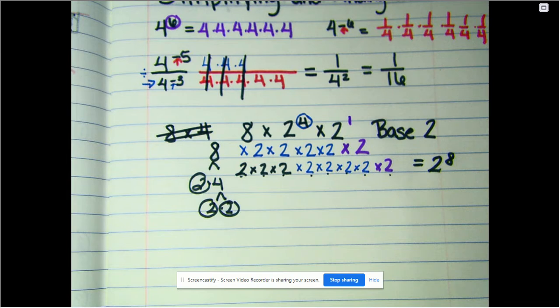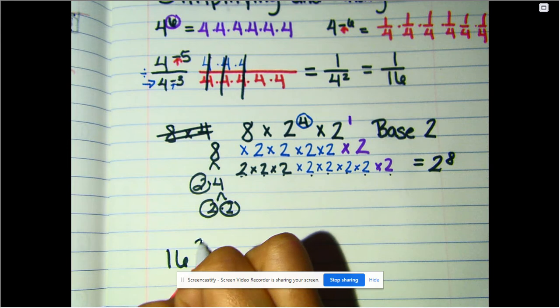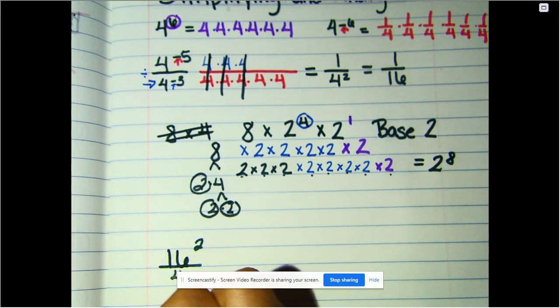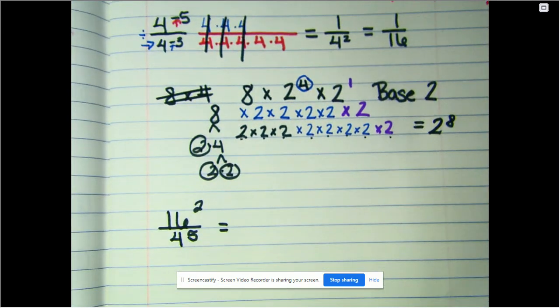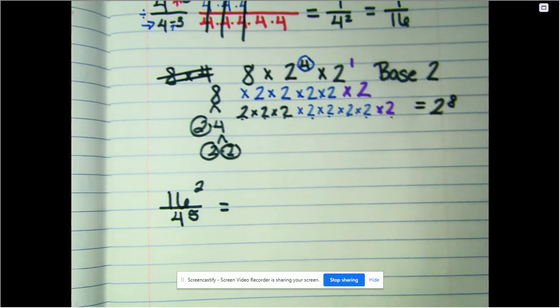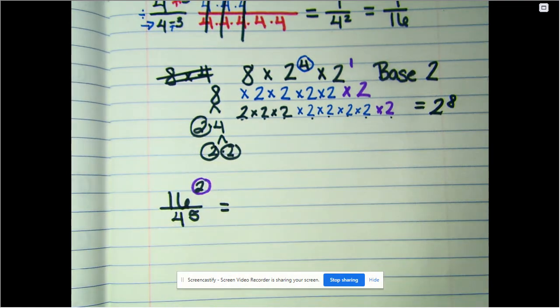Okay, let's look at another one. Let's do 16 to the 2nd power divided by 4 to the 5th power. Okay, so with that being said, with my 16 to the 2nd power divided by 4 to the 5th power, I don't have like bases, but that's okay. We're not going to freak out totally just yet. Okay, we know that we can still work these out. We can expand our exponents before we start to realize that they don't have the same base. So we're going to deal with that in just a moment.